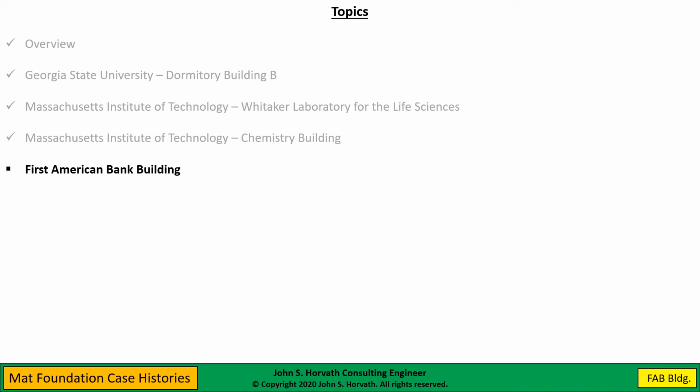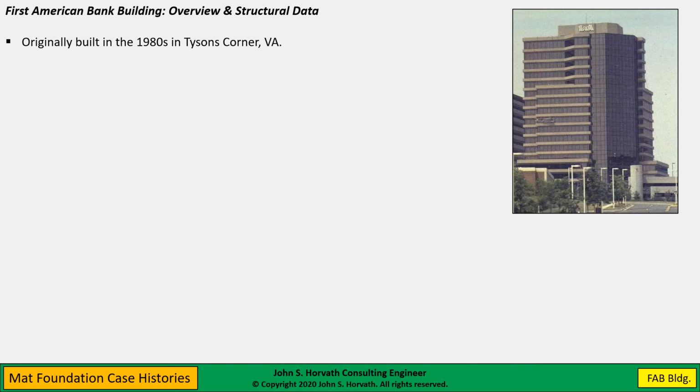Well, the last case history I want to talk about is called the First American Bank Building. This was originally built in the 1980s in Tysons Corner, Virginia. This is suburban Virginia near Washington, D.C. It's now known as the Pinnacle Towers North Tower. This is the building in an earlier age.